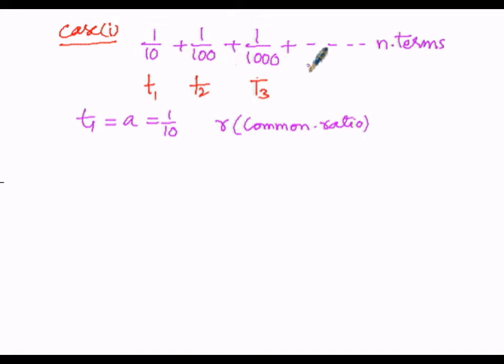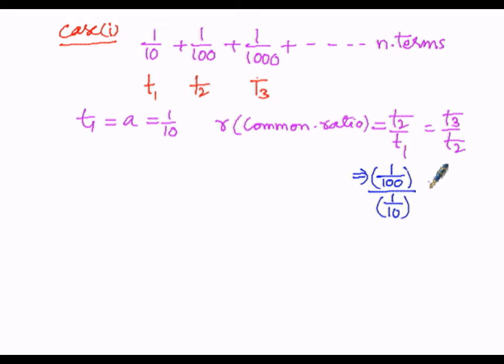So here R, the common ratio, is equal to T2 by T1, or else we can write it as T3 by T2. So that implies T2, the second term, 1 divided by 100 overall divided by T1, the first term, 1 by 10, equals T3, the third term, 1 by 1000 overall divided by the second term, 1 by 100.